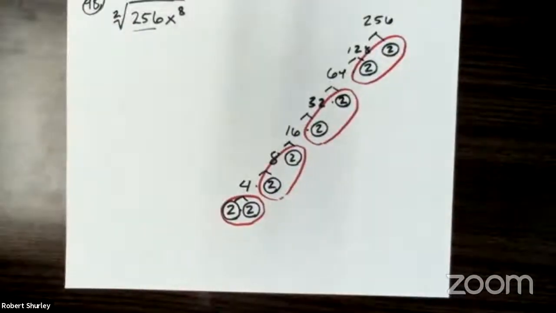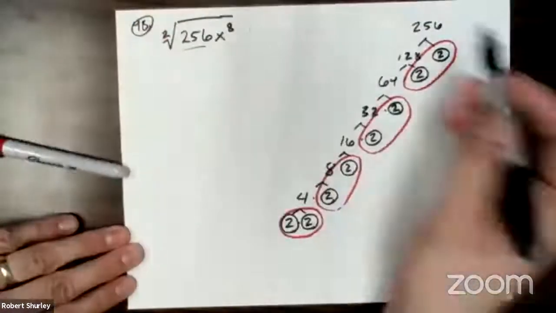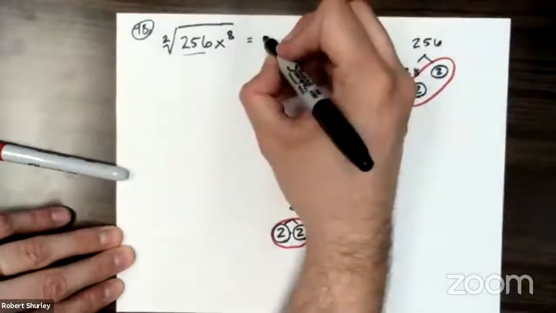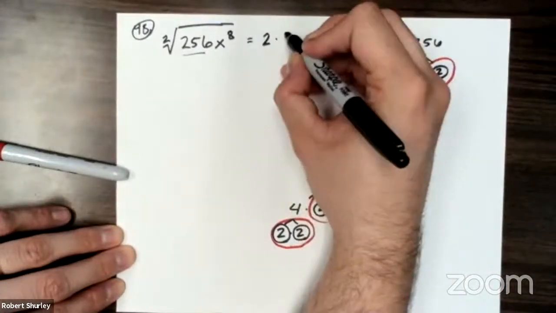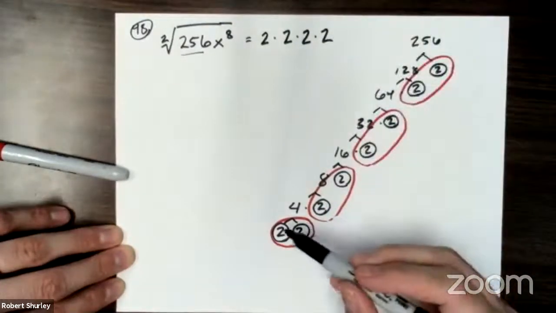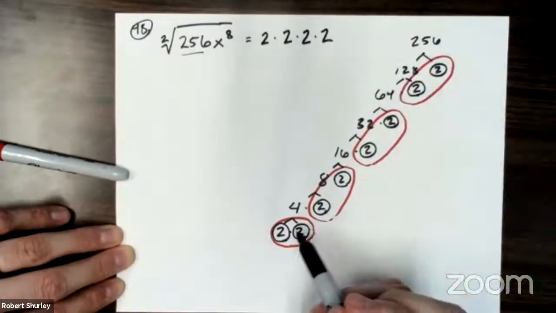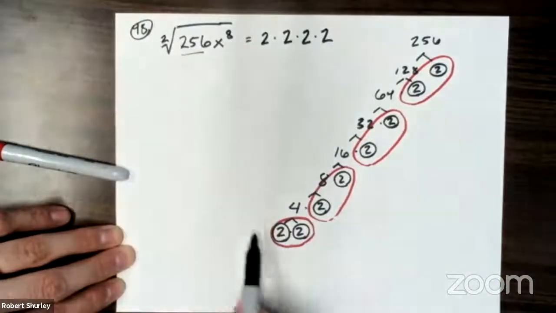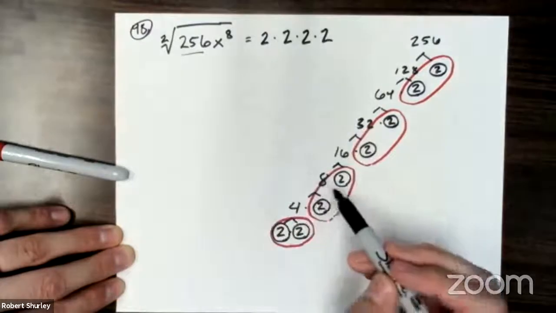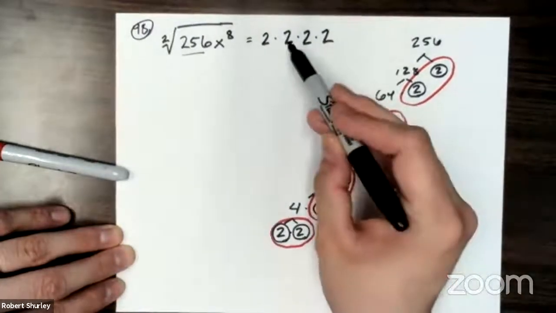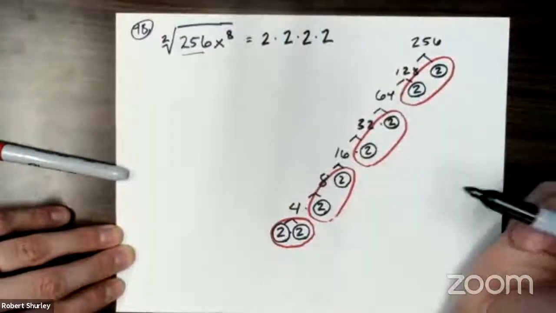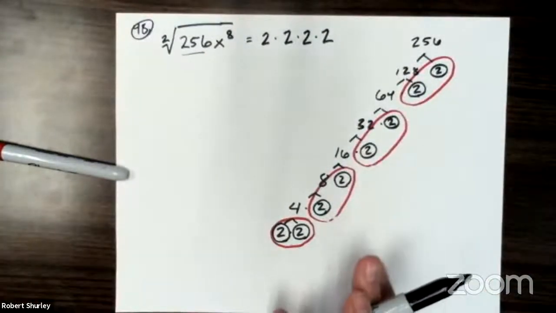So on the outside of the radical, we've got 4 pairs of 2s. So this winds up being 2 times 2 times 2 times 2. 1, 2, 3, 4. Because what we did is we took the square root of this 4 and got 2, the square root of this 4 and got 2, the square root of that 4 and got 2, and the last 4 and got 2. That's what's happening behind the scenes.